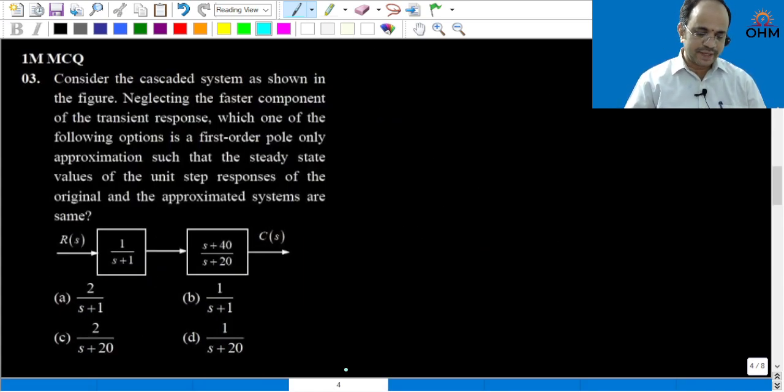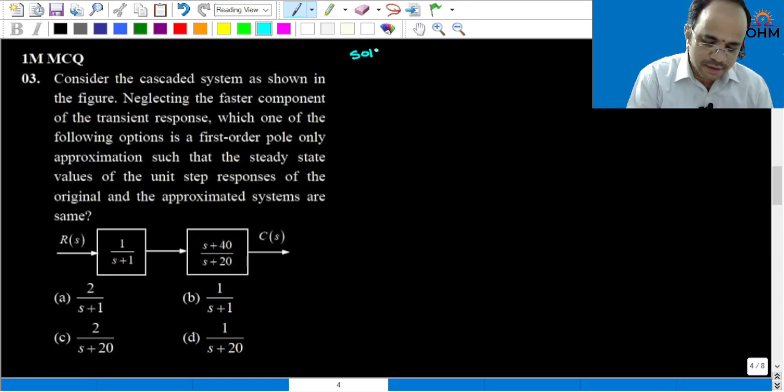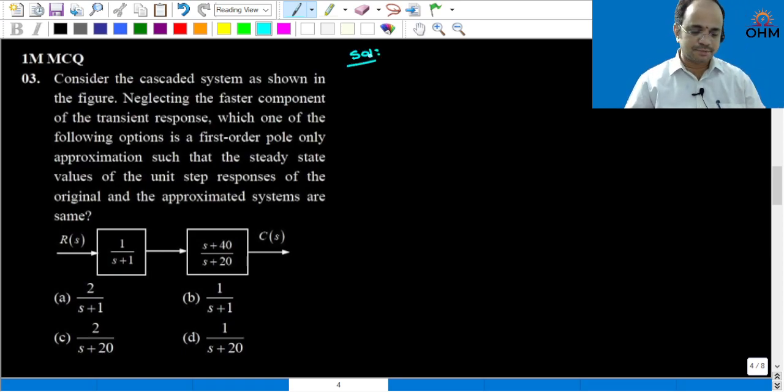Now let us go to next question. This question is from time response analysis. Consider the cascaded system as shown in the figure, neglecting the faster component of the transient response. Which one of the following options is a first order pole only approximation such that the steady state values of the unit step responses of the original and the approximated systems are same? So out of these four options, one approximation will be approximately the step response of the given system.